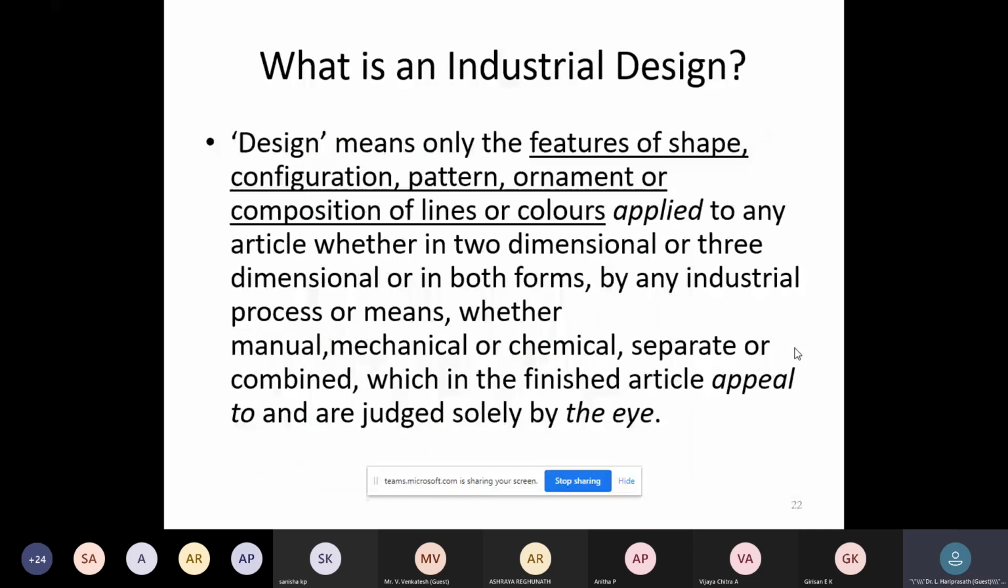So I was talking about the iD batter design, what we call the industrial design. The design here means the features of shape, configuration, pattern, ornament, or the composition of lines and colors applied to your article. It can be any article: a stand, an ornament, a book, a mechanical apparatus, or an equipment. Whatever the thing, the grant is given only for your design, only for the external appearance, the shape and the configuration. It is not given for the purpose it is being used; it is given only for the shape and configuration of the design.